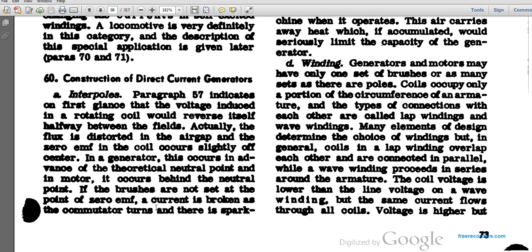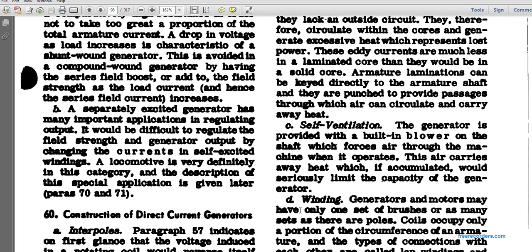Construction of direct current generators, the interpoles. Paragraph 57 indicates at first glance that the voltage induced in a rotating coil reverses itself halfway between the fields. Actually the flux is distorted in the air gap, and the zero EMF in the coil occurs slightly off center. In the generator it occurs in the advanced theoretical neutral position; in the motor it occurs behind the neutral point, and the brushes are not set at a point of zero EMF. The current is broken as the commutator turns, and there is a spark.